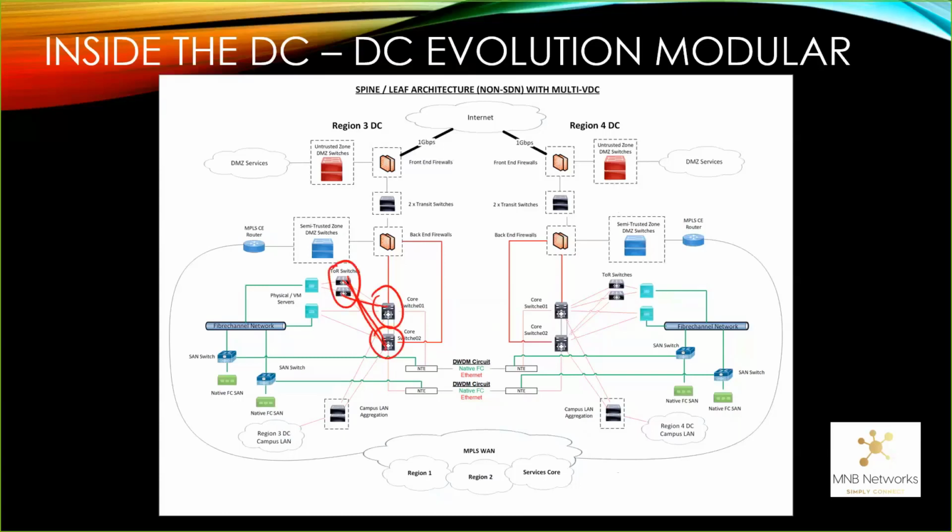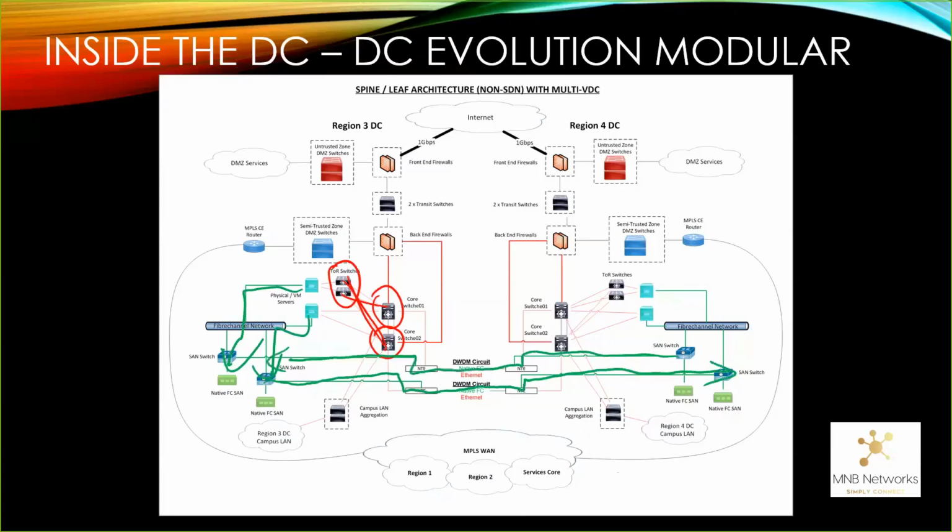But the blue server will have a connection into those top of rack switches, but it'll also have connectivity into the SAN, or the storage area network. And then you'll see we have SAN connectivity between the sites for replication and things like that, as well over a DWDM link.